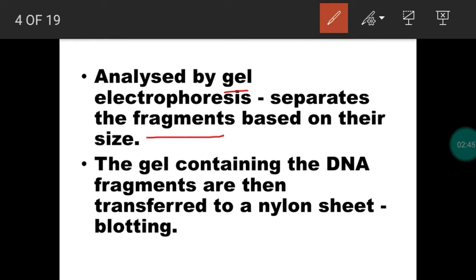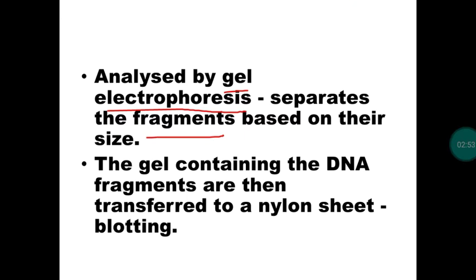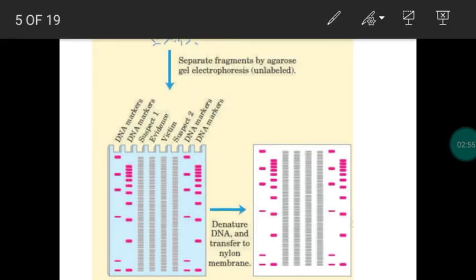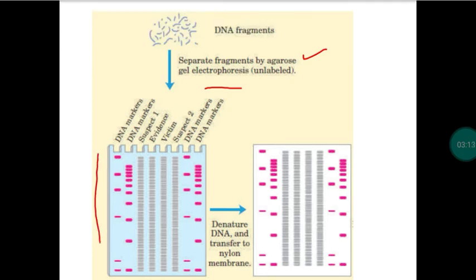After adding the gel, we are going to analyze. The process is called gel electrophoresis. Okay. So we are going to add the gel, agarose. Agarose is a gel that will be added with the DNA fragments. So based on the size, we get different fragments.